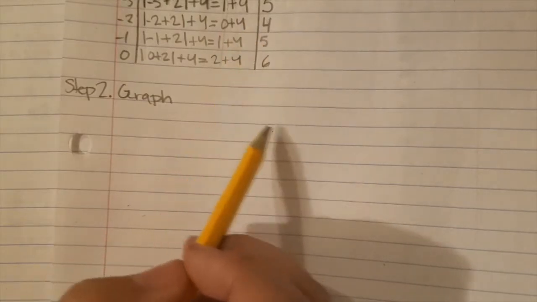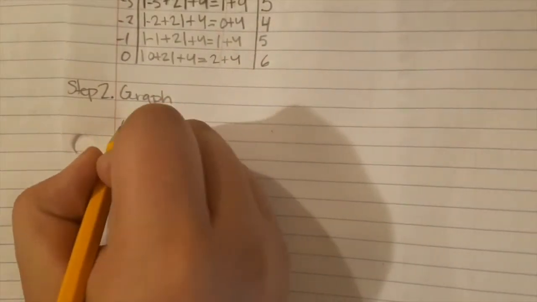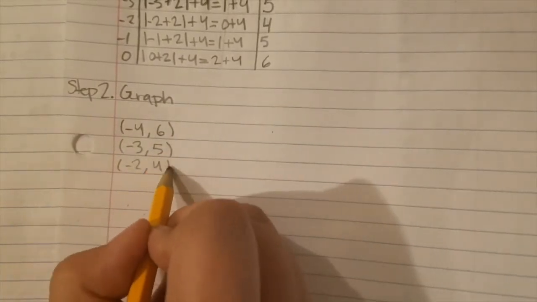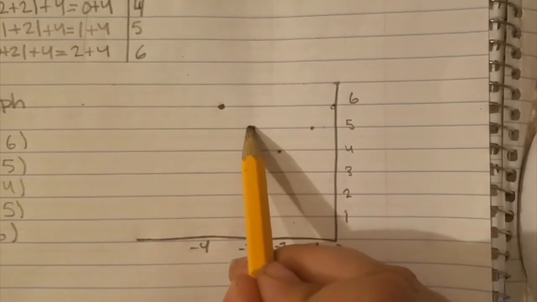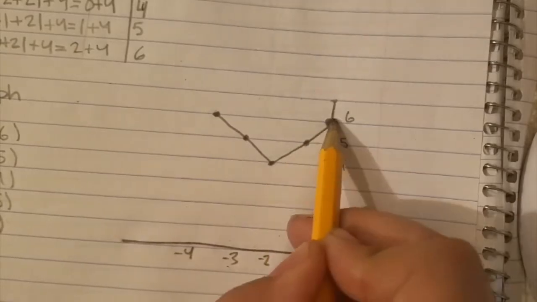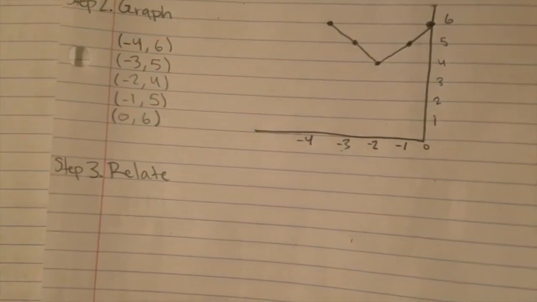Once you're done with step 1, continue down to step 2, which is graph. These are the exact same steps as the first topic. Find your coordinates, which are x and y values, and plot them on the graph. Once you're done with step 2, move on to step 3, which is to relate.